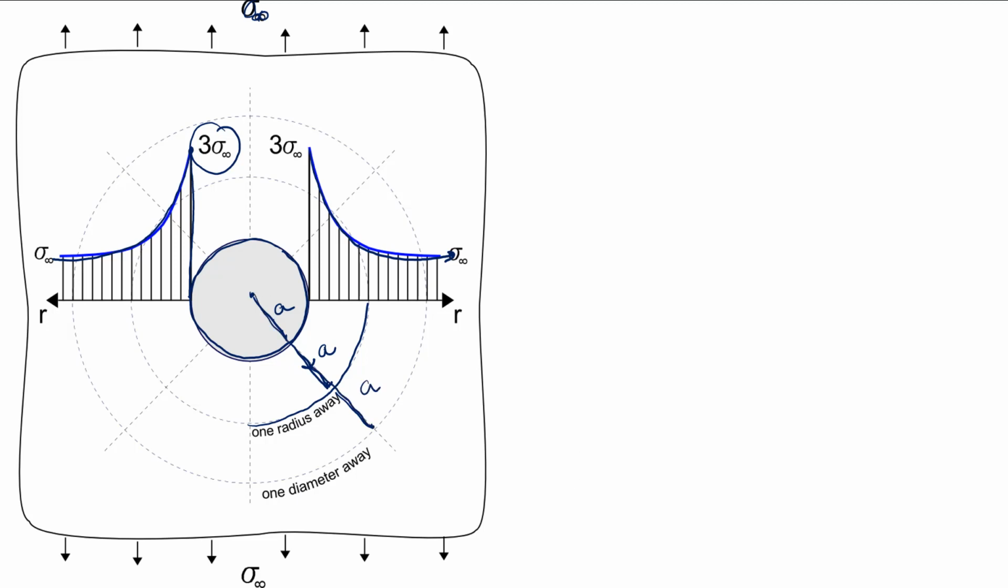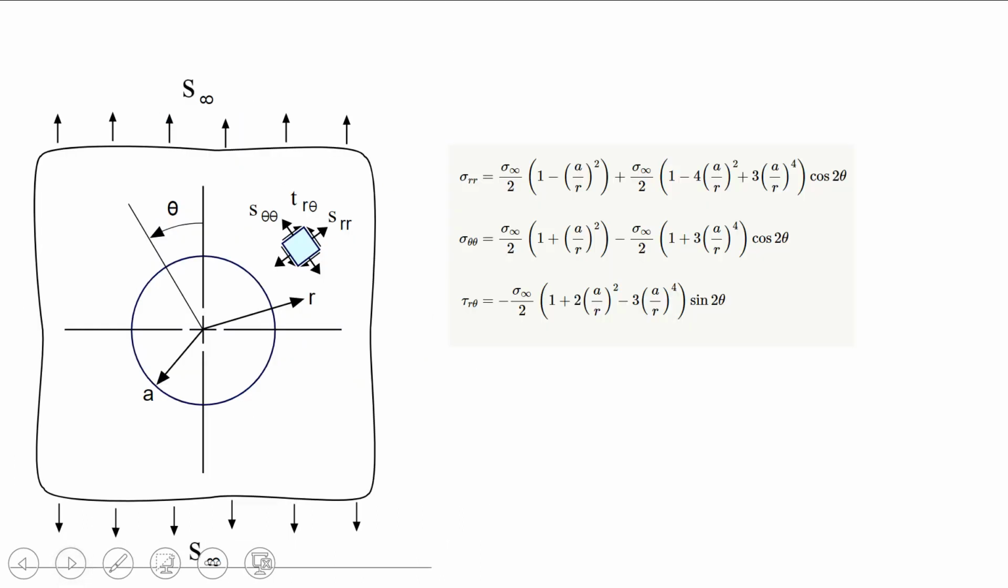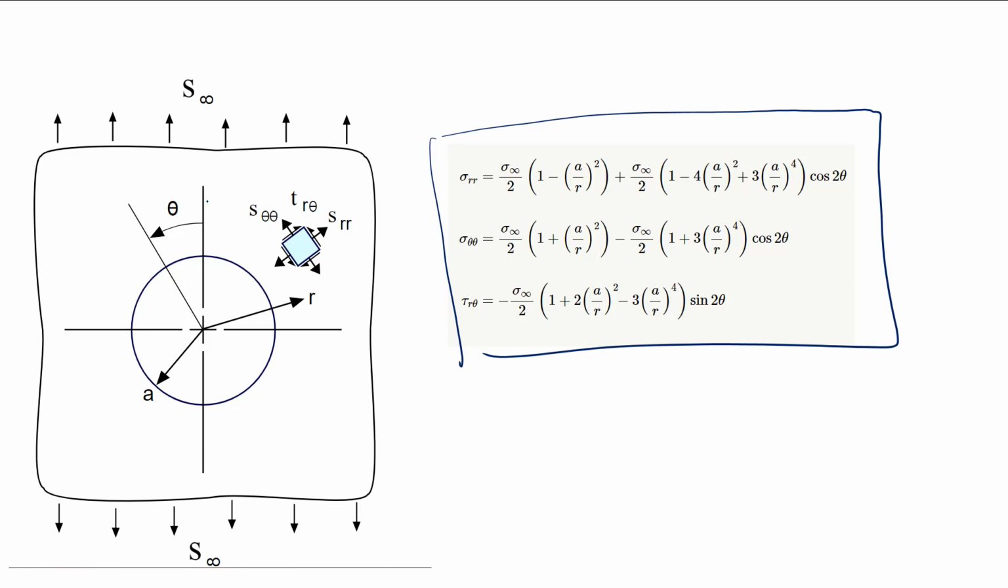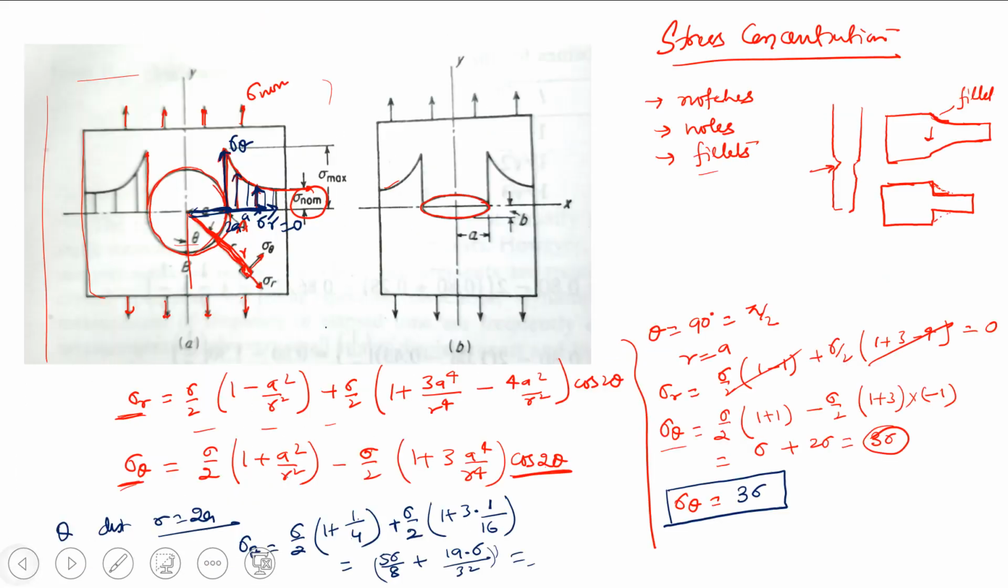So we can calculate, and this is the formula which I told you. Here also in this sketch it is shown. The only thing is that here the theta has been taken over here, rest everything is the same. So this is about a circular hole.